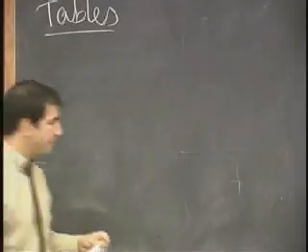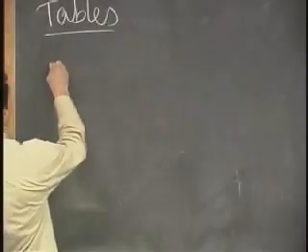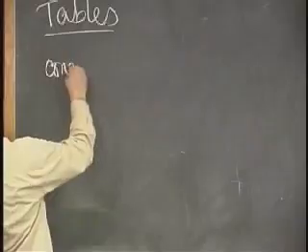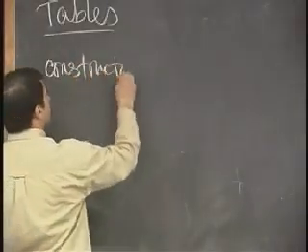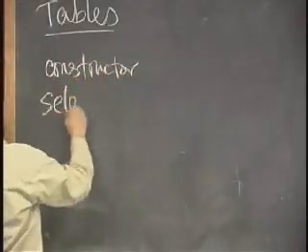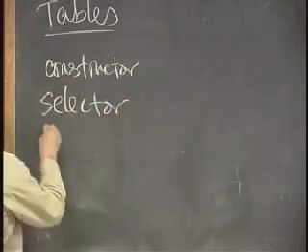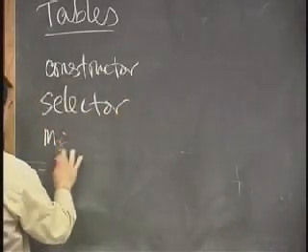So we will have, of course, this is a new data abstraction. We will have a constructor, a selector, and a new feature, a mutator.